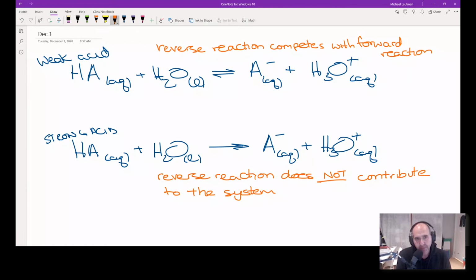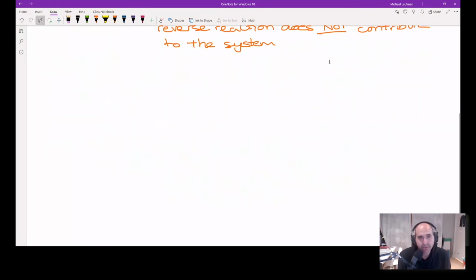So going backwards, what do we have? We have the conjugate base and hydronium. So hydronium is the same in both cases. So the difference has to be at the level of the conjugate base. That has to be the issue. So we always have to analyze the conjugate base.